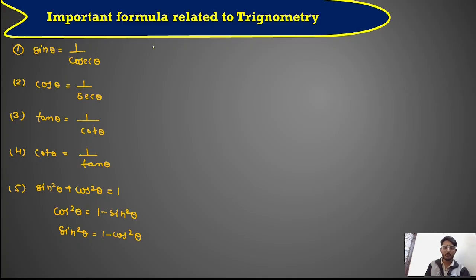Here also, sin square theta equals 1 minus cos square theta. You can write sin square theta as sin theta into sin theta equals 1 minus cos square theta. Basically here one identity is applied: a square minus b square equals a plus b multiplied by a minus b. So you will get 1 minus cos theta into 1 plus cos theta.